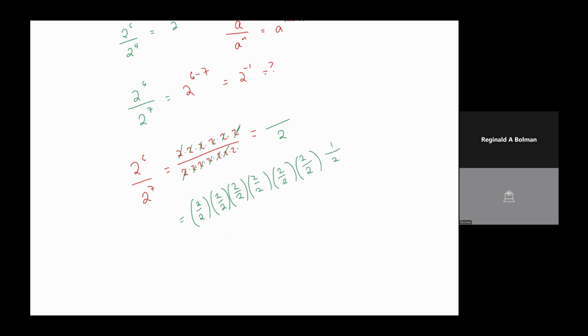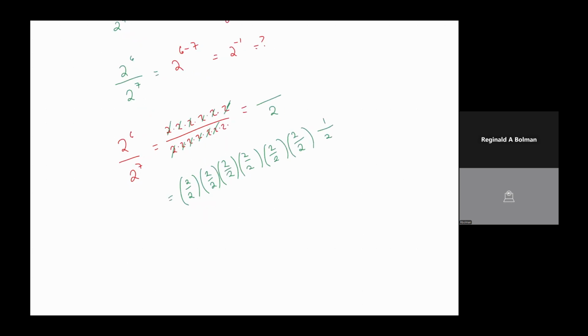What you'll see is, by the rules of fraction multiplication, you'll be left with a bunch of 2's divided by 2's, which of course just gives you a 1. So 2 divided by 2 gives you 1. So you'll have 1 times 1 times 1 times 1 times 1 times 1. But what's left over is you actually have a 1/2 left over.